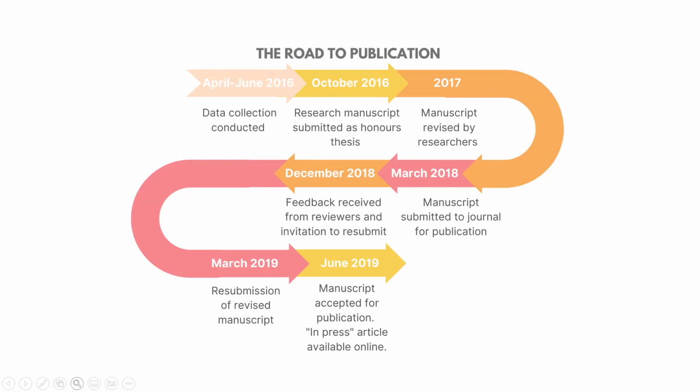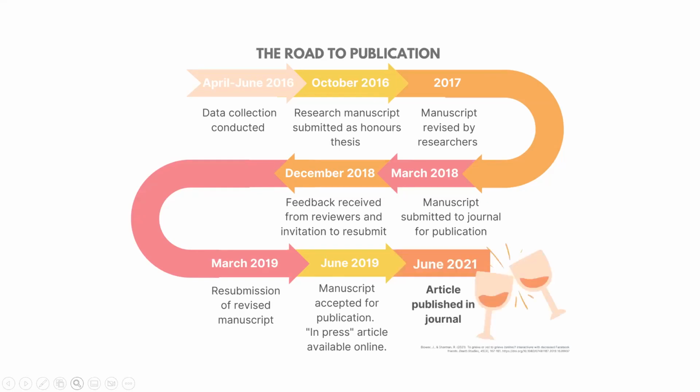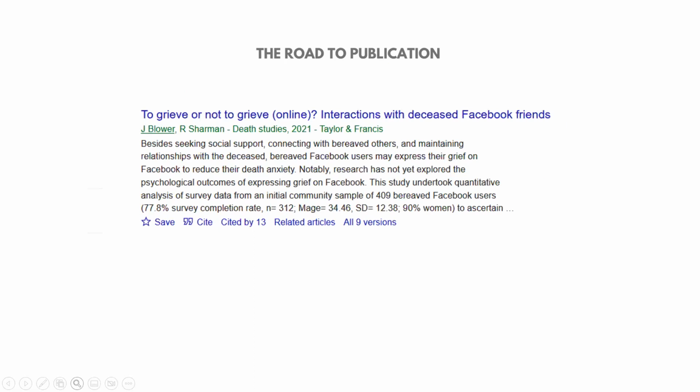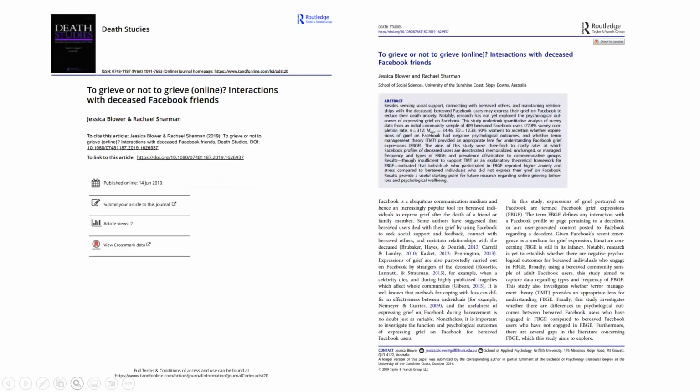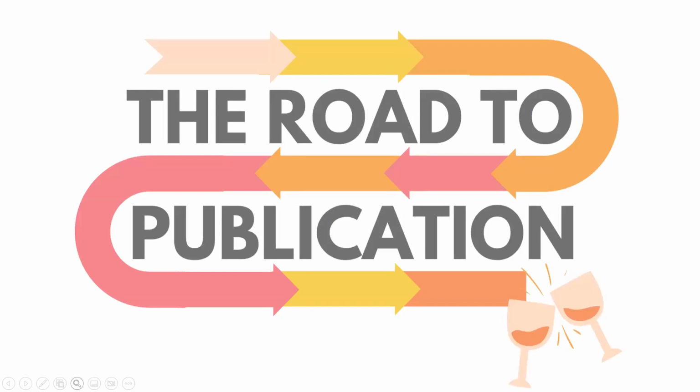Now, a reminder here that the outcome might have been that more revisions were necessary, and this could have happened multiple times, but it was good news in this case, an in-press before being actually published in the journal in an edition in June 2021. And you can find this paper online, all published 2021, just like that. So that was an example of the road to publication for an honours paper in the psychology discipline.